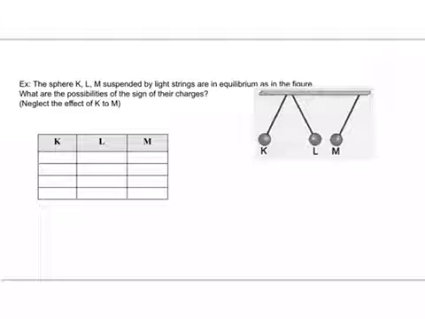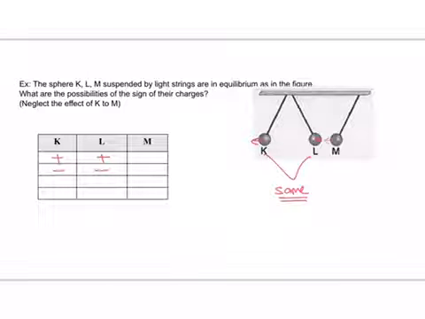Let's make an example. We have the spheres K, L, and M suspended by light strings. They are in equilibrium as in the figure. What are the possibilities of the sign of their charges? Now we see that K and L repel each other. So K and L should have the same sign of charges. So if K is positive, then L should be positive. If K is negative, then L should be negative.